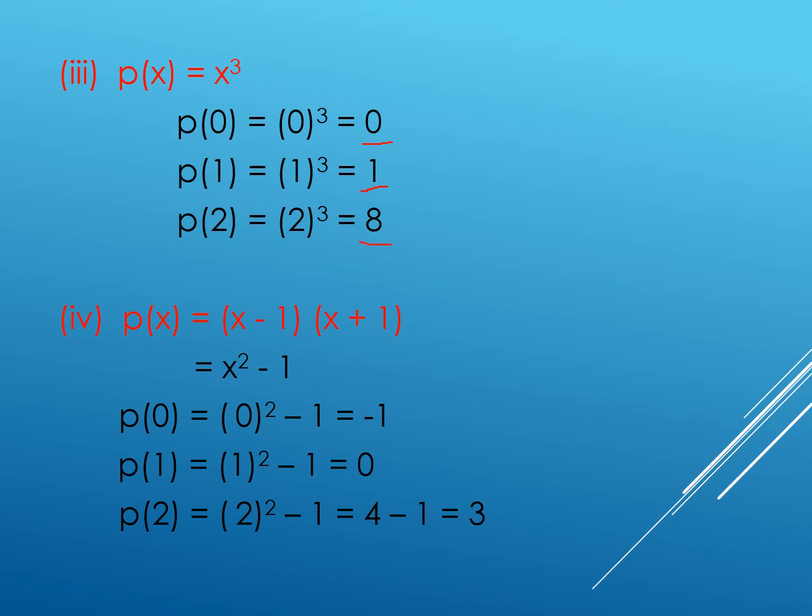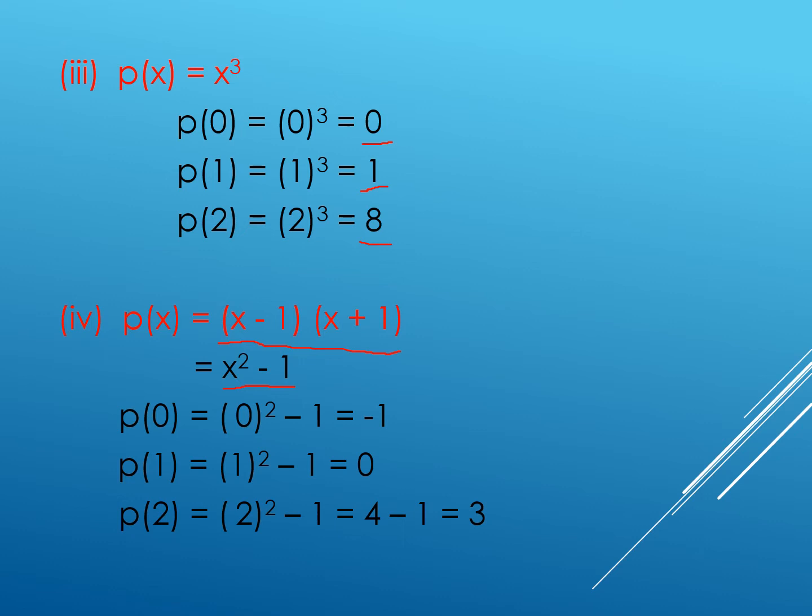Fourth part, p(x) is equal to (x minus 1)(x plus 1). Now there are two methods to solve this. Either you put the value of the variable directly in this, or first we can solve this and then put the value of x. So after solving this, we are getting x square minus 1. We have done those identities. a square minus b square is equal to (a minus b)(a plus b). So by using that identity, we are getting it as x square minus 1.